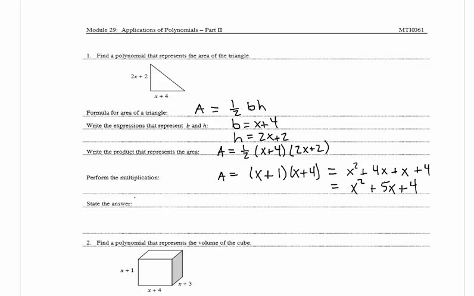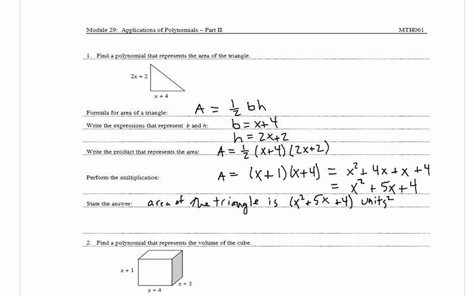And now it wants us to state the answer. So we can say the area of the triangle is x squared plus 5x plus 4 units squared. Anytime we're dealing with area, we're going to have some form of units squared. And since they didn't give us any specific units, we're just going to use units.